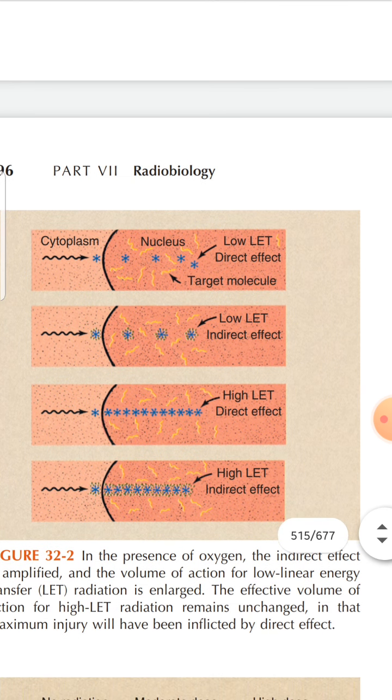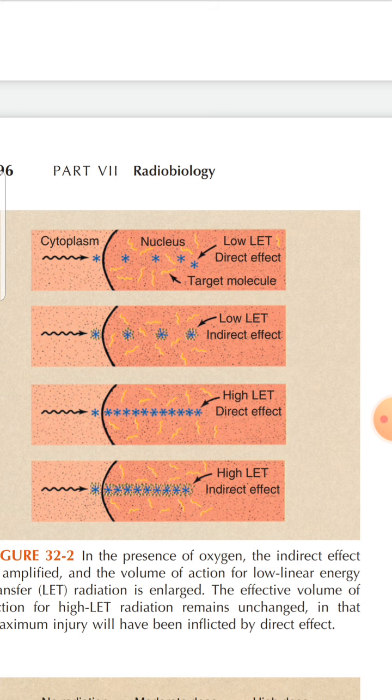In the third scenario, we have high linear energy transfer radiation, and you can see the distance between the ionizations is so close, so the probability of a hit would be direct, and that probability of interaction through the direct effect is very high.